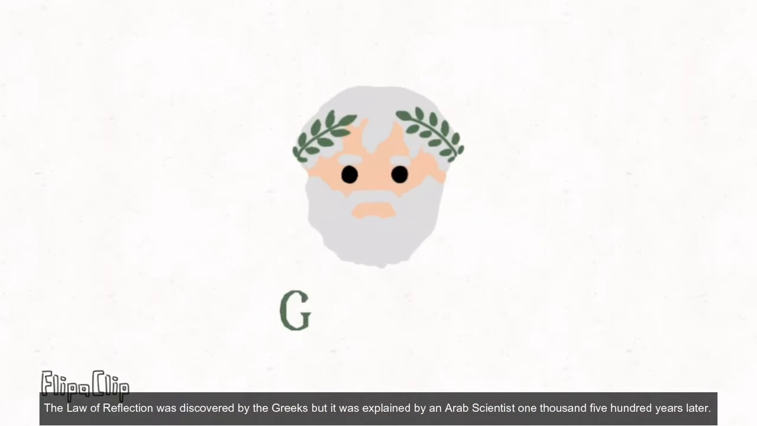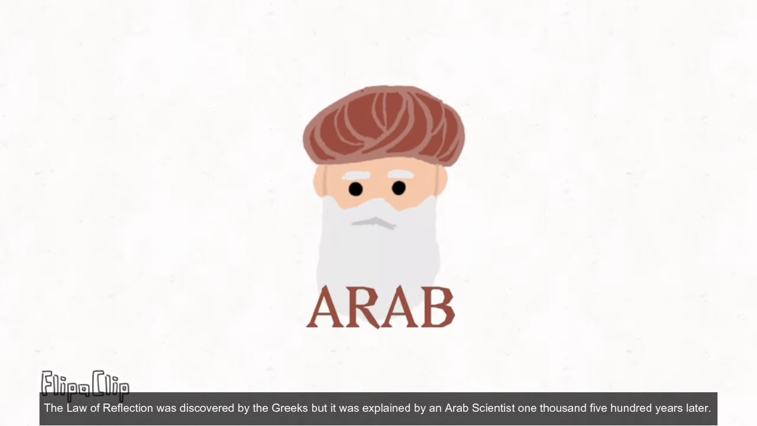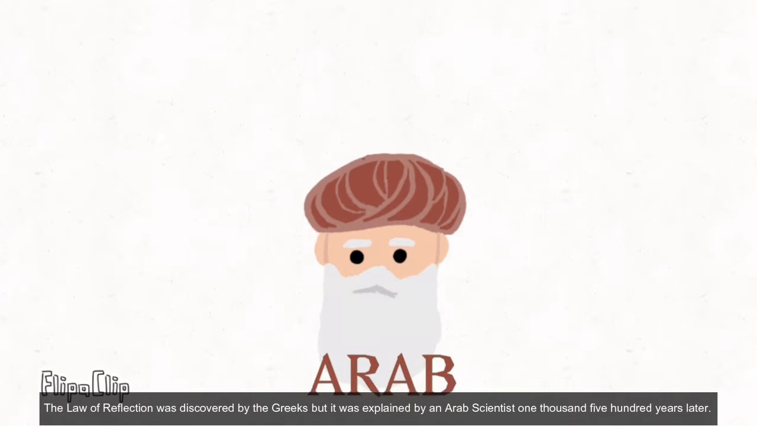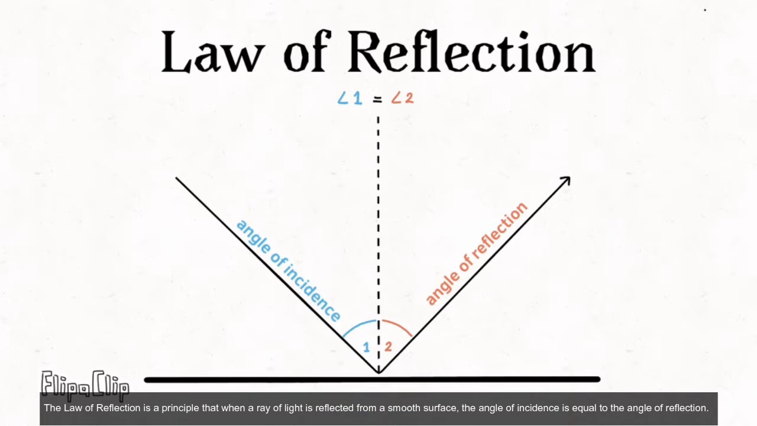The law of reflection was discovered by the Greeks, but it was explained by an Arab scientist 1,500 years later. The law of reflection is a principle that when a ray of light is reflected from a smooth surface, the angle of incidence is equal to the angle of reflection.